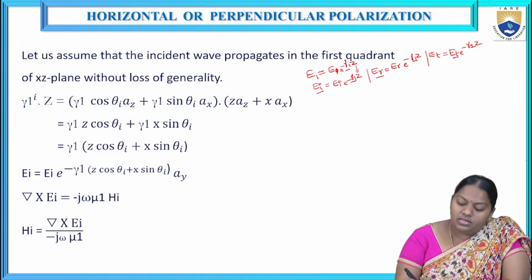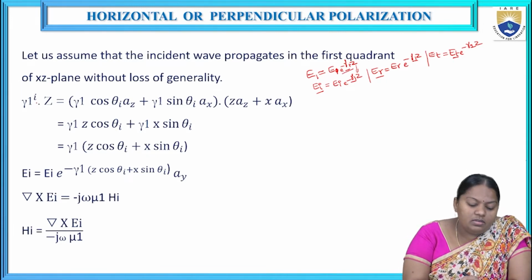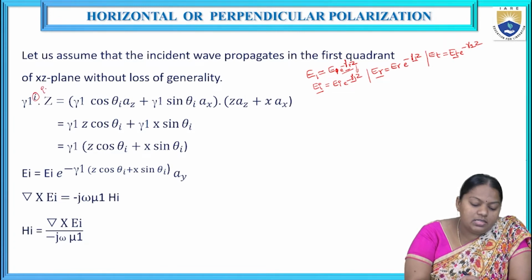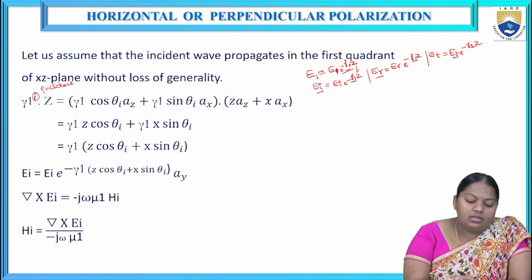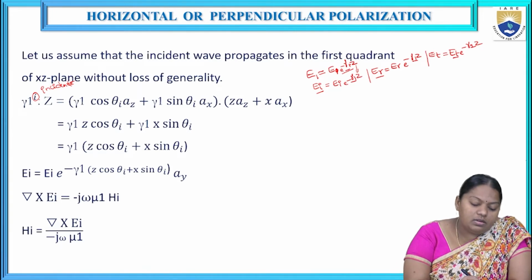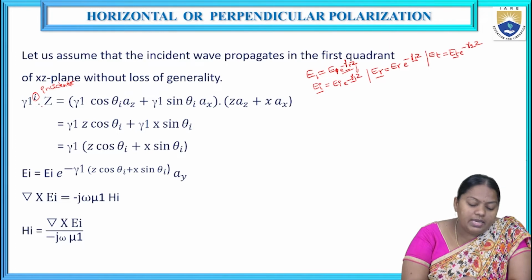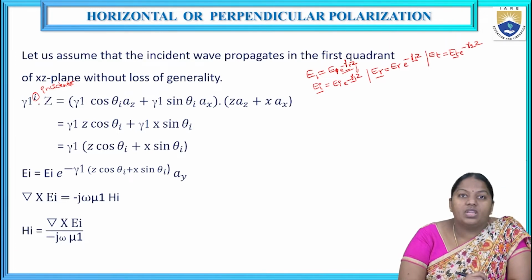So in order to simplify this one, gamma 1 into z, first we are writing from the propagation vectors, gamma 1 into I, where I stands for the incident wave. In order to identify the incident wave, we are writing the simple notation I. Gamma 1 power I into z is equal to.